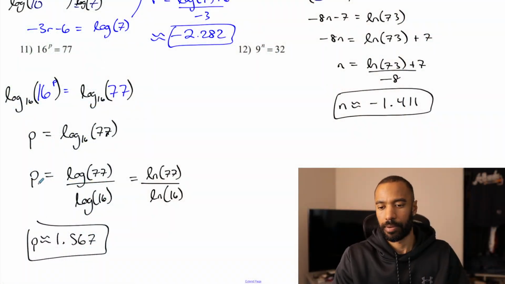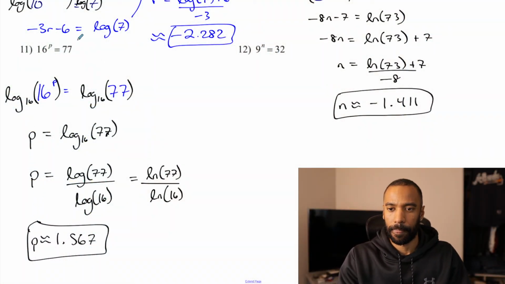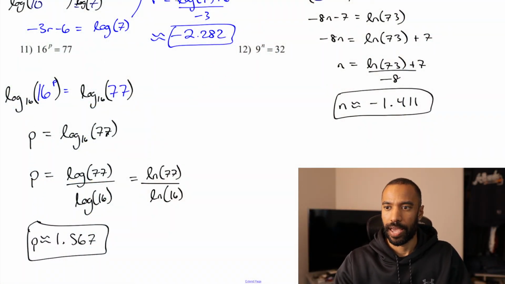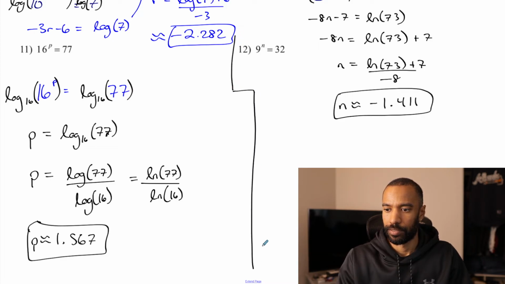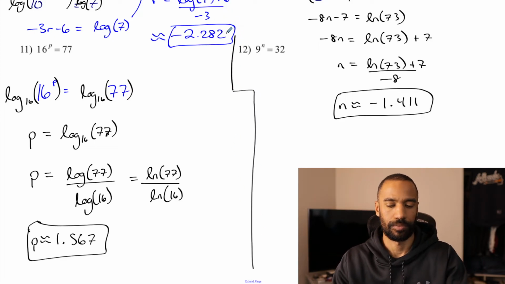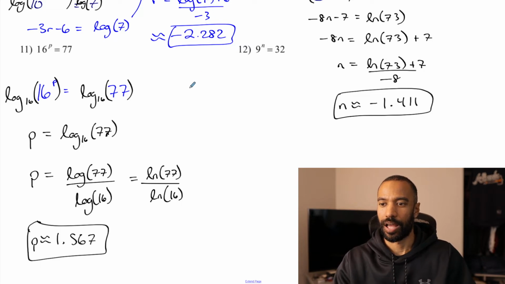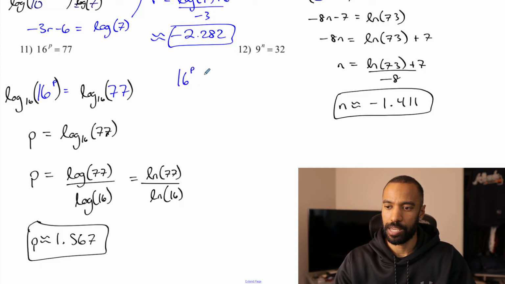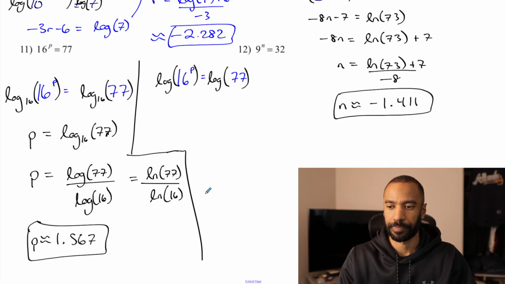1.567, if you go. Okay, so there's one way to do the problem. Now, alternatively, here's what you can do. You'll have 16 to the p power equals 77. We will just log both sides. We could just natural log both sides as well, but for the sake of this, I'm just going to log both sides.